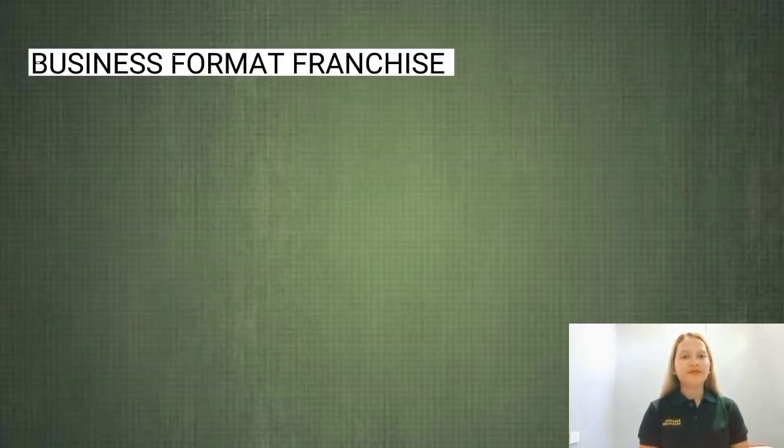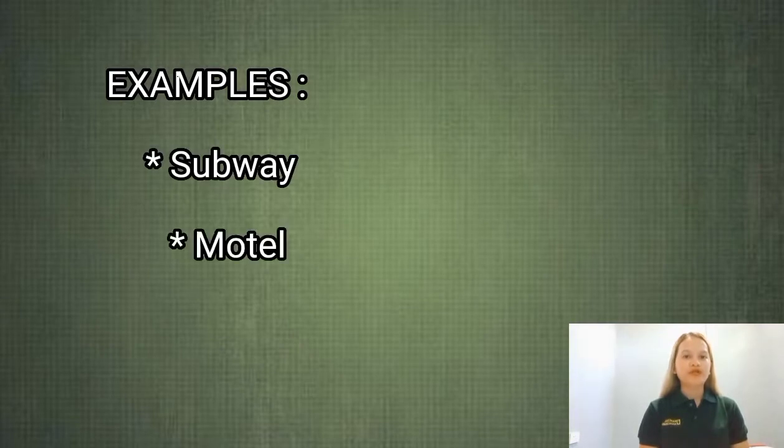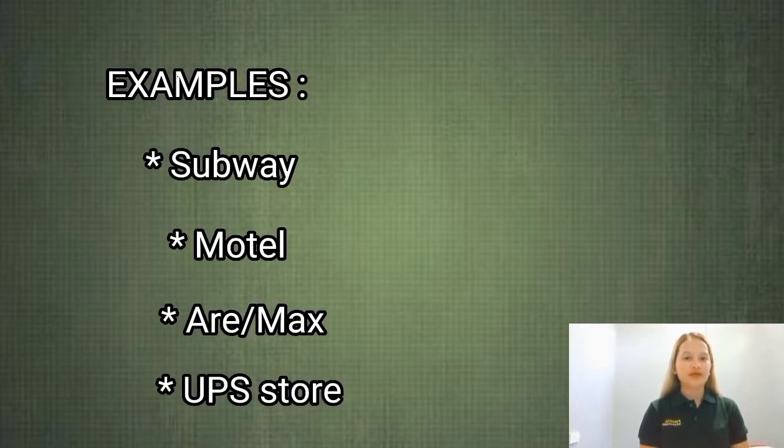Last is business format franchise. It is the type most identifiable. In a business format franchise, the franchisor provides to the franchisee not just its trade name, products, and services, but an entire system for operating the business. Examples: Subway, Motel 6, or The UPS Store.